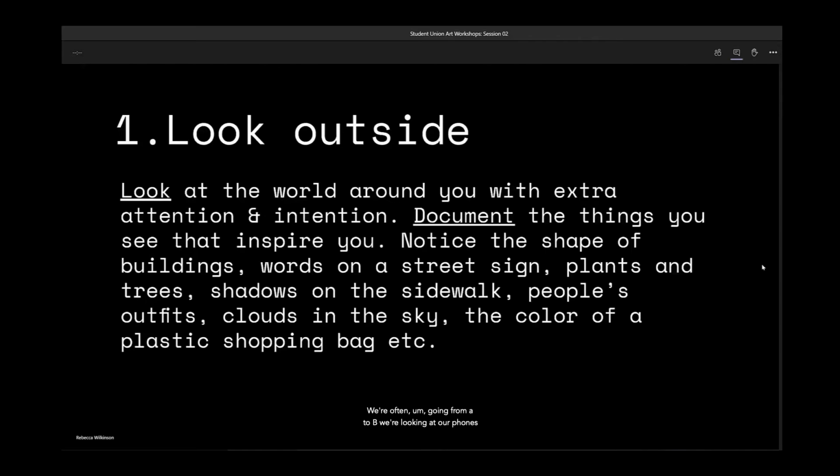We're often going from A to B, looking at our phones and not paying attention. But there's a lot to see if you really do pay attention. What I recommend doing when you leave your home, or it might not even be leaving your home, it could be leaving your room, going into a backyard, or taking a look at the alley behind your house, whatever it is, is leaving your regular space and looking at things with intention. While you do that, document the things that you see around you that inspire you.